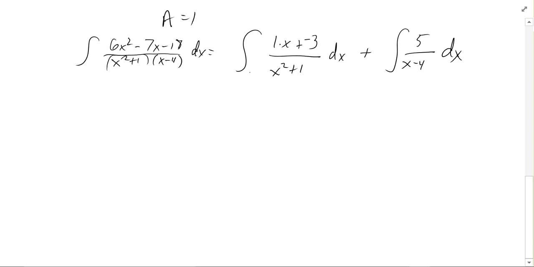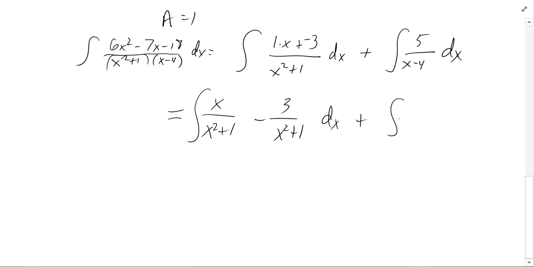Let's see, I think I can do, well, I can split up that first one. I gotta split it up once more. x over x squared plus 1 minus 3 over x squared plus 1 dx plus the antiderivative of 5 over x minus 4 dx.